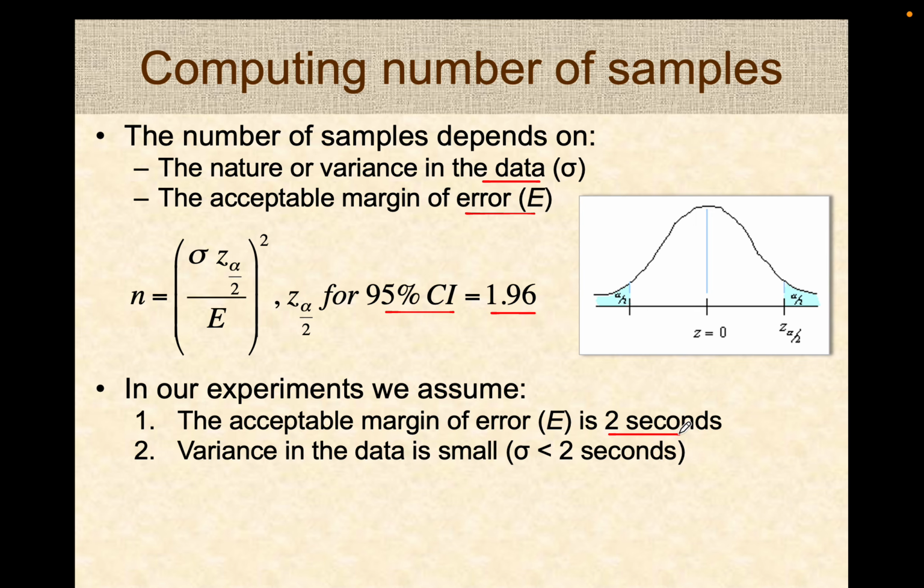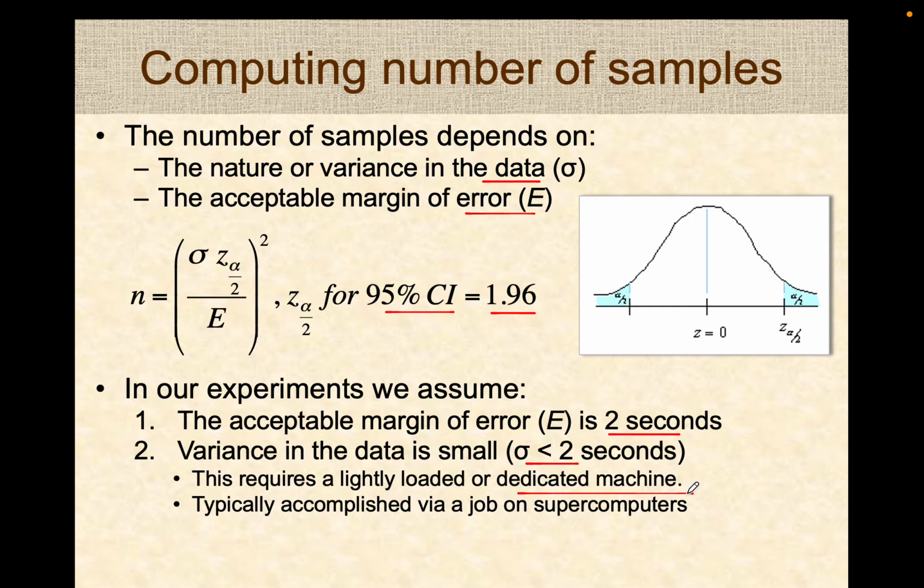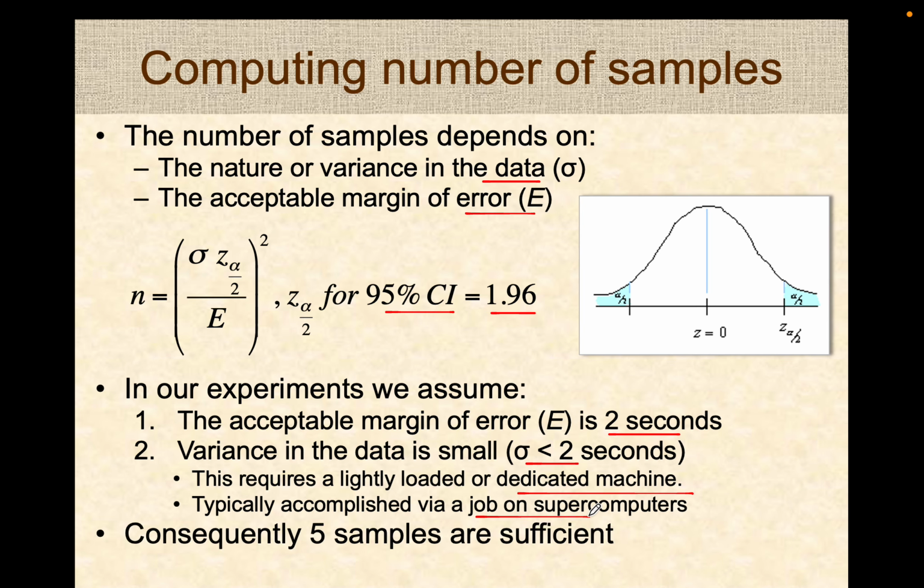So that means the variance in the data needs to be small. That means we need to have less than 2 seconds of variance. And to get this level of tight variance will require a lightly loaded or a dedicated machine. And typically we'll accomplish this via a job on the supercomputing cluster. So assuming that we are able to reduce the variance, this is the assumption. That means we are assuming our variance is acceptably small. Then if we just have 5 samples, that will be sufficient to make a statistically significant comparison.